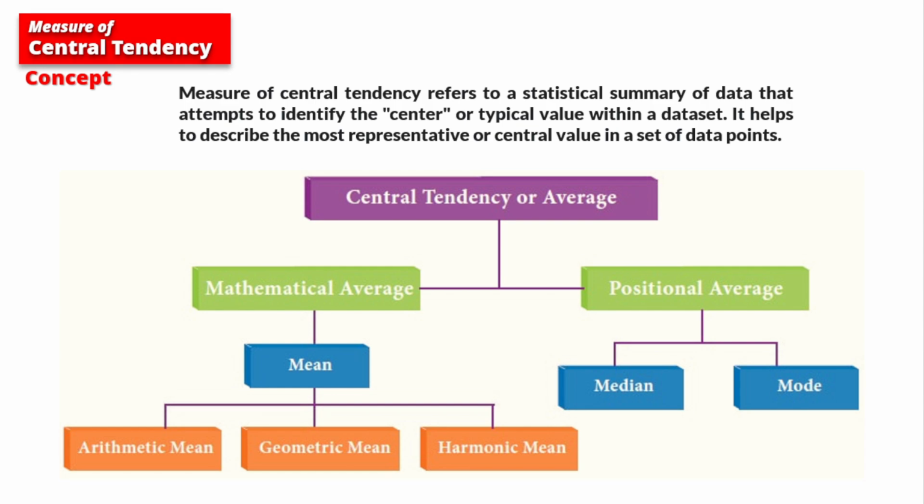Central tendency, or average, is basically of two types: mathematical average and positional average. Mathematical average means mean, which is subdivided into arithmetic mean, geometric mean and harmonic mean. And positional average is divided into median and mode.